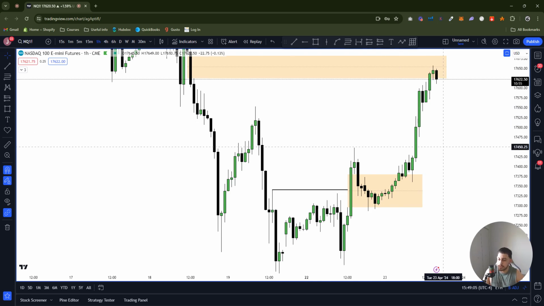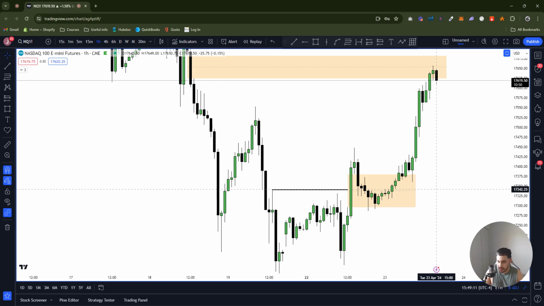Okay, so I just wanted to go over these pretty basic concepts about the fair value gap in today's episode, and then we can go over some more stuff later this week.